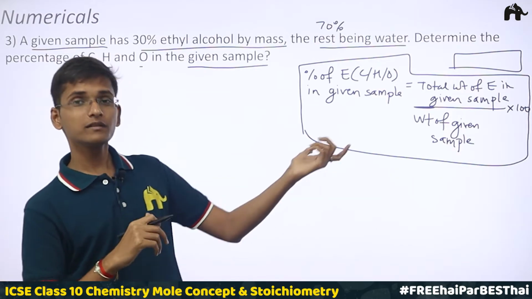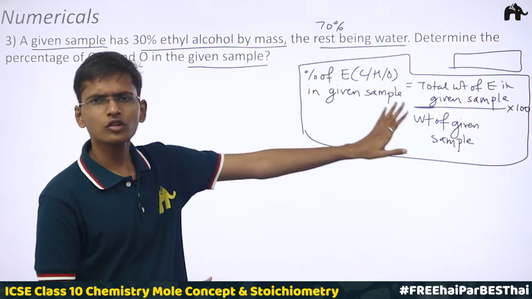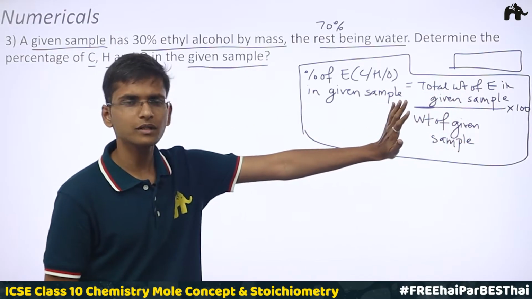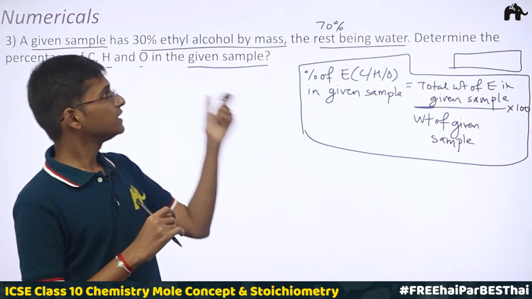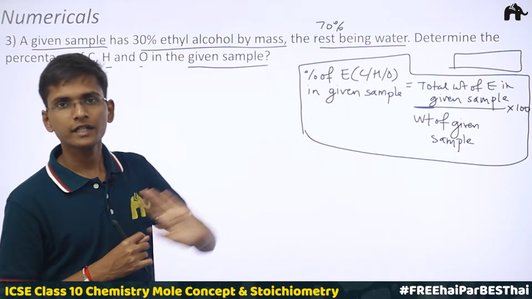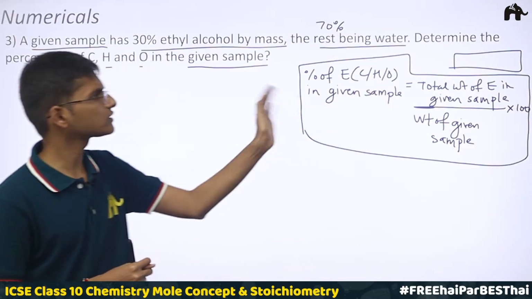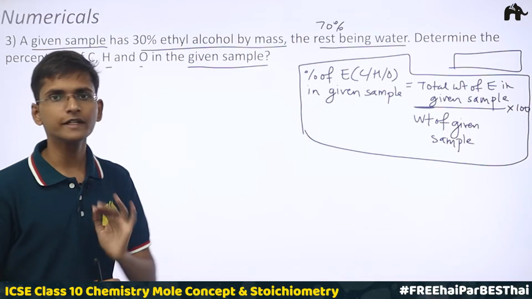But it's not as simple as we are thinking, okay? It's a little bit tricky. See, what things we need? We need only two things. First is the total weight of the element in the given sample, and then the weight of the given sample. That's it. But see, they haven't given us the total weight of the element in the given sample in case of any of the elements. They have not given us the total weight of carbon, hydrogen or oxygen in the given sample, nor have they given the weight of the given sample.